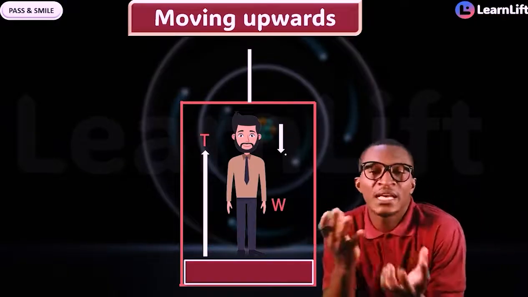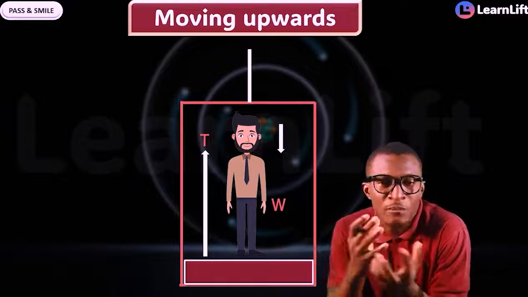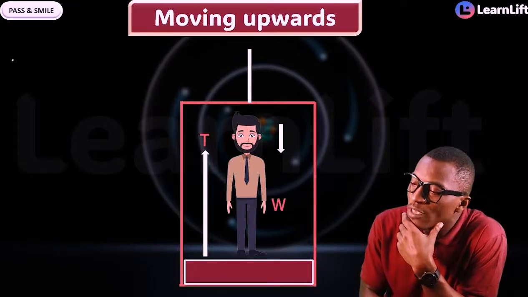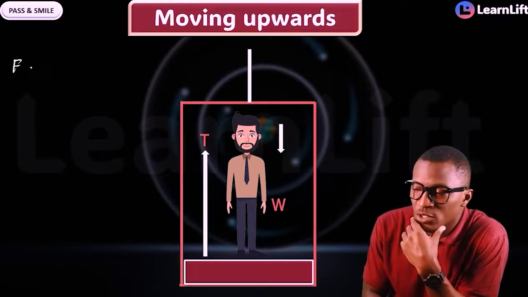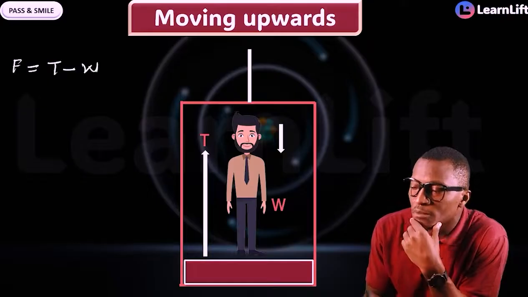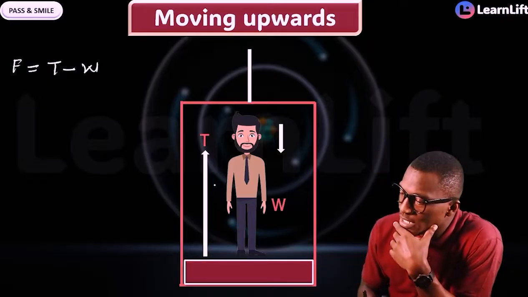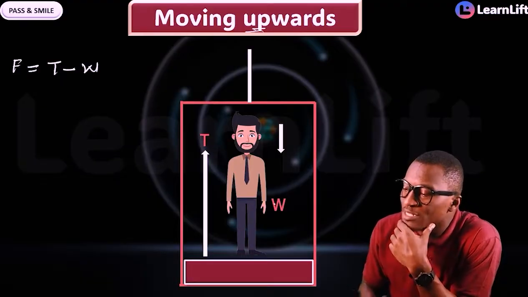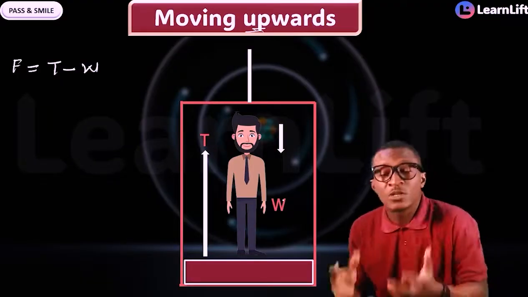So that means there's an unbalanced force. If the man is going upward, we are going to say F, which is the unbalanced force, is equal to the tension minus the weight of the man. As the elevator is moving upward, you can see that the tension is greater than the weight. For the man to go upward, the tension is greater than the weight.